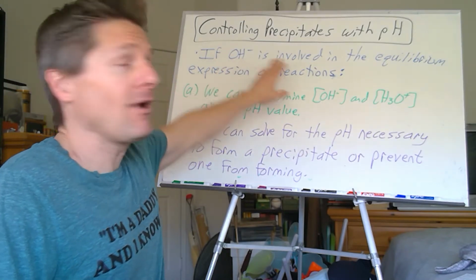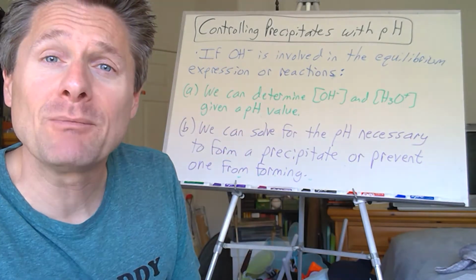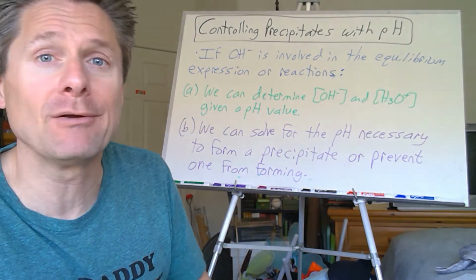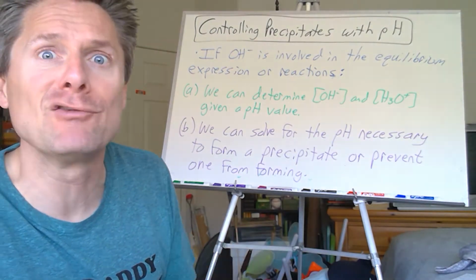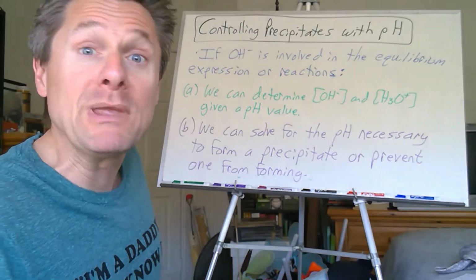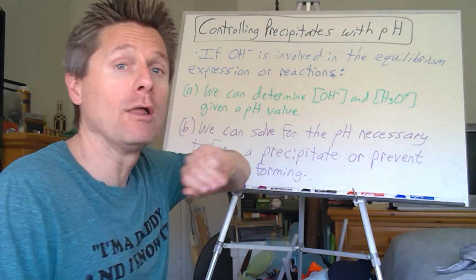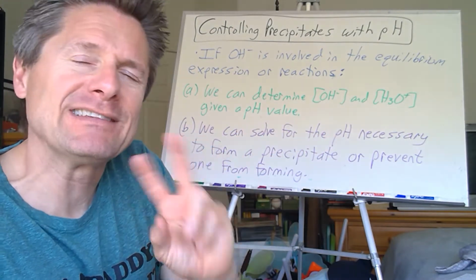So if the hydroxide ion is involved at all, either directly in the equilibrium expression or indirectly through ammonia or a weak base producing OH minus, we can control that. Using buffers, we can control the pH and the OH minus concentration. If that's involved at all, you'll commonly see two types of problems.